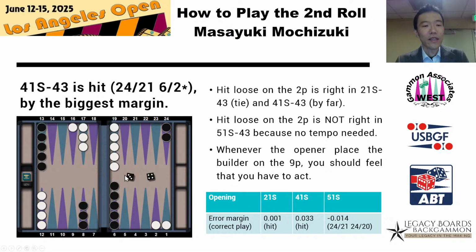After 5-1, he has no builders, so you have much less incentive to hit loose on the deuce point. You don't really want to hit the deuce point. It's an emergency play. So after 5-1, you actually should not hit loose on the deuce point, and instead you should either 2 up or split and down or 2 down, whatever, but not the deuce point.